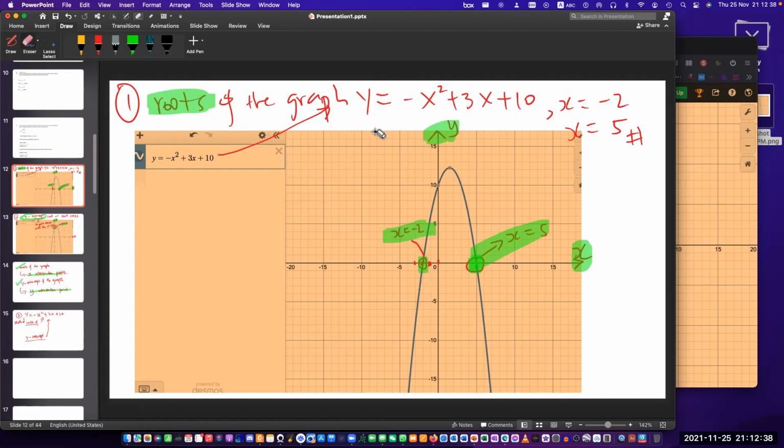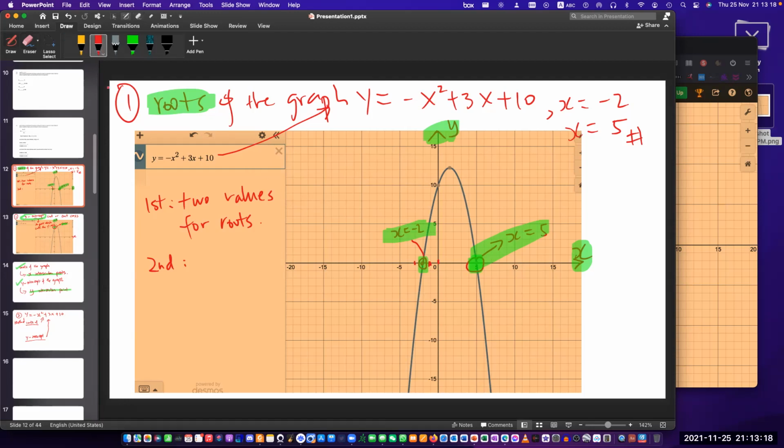So let's talk about the roots of the graph first. What do you observe here, these 2 points? One is negative, one is positive. Very good. So the first observation is two values for roots. What's your second observation? Or do you have other observations? They are both on the x-axis.